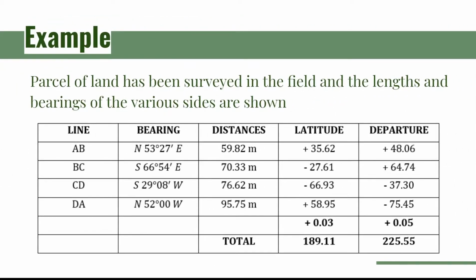For the table shown, we are going to use the previous example for this topic. In this example, when you solve the summation of latitude and departure, there is a little error. So when you got an error, you have to balance the latitude and departure using the transit rule or the compass rule. So for this example, we are going to be using the transit rule to balance the latitude and departure. In our problem, we have already the following.